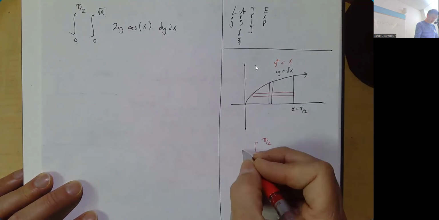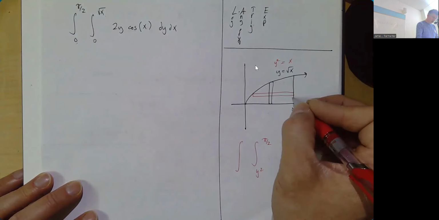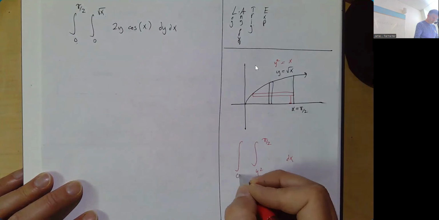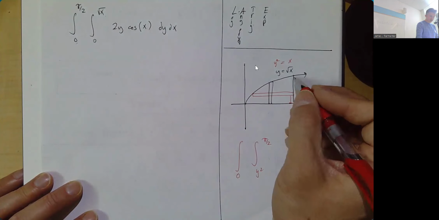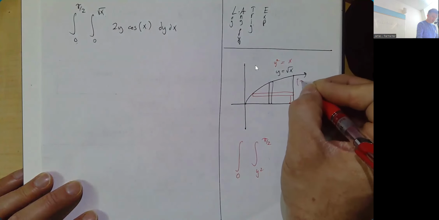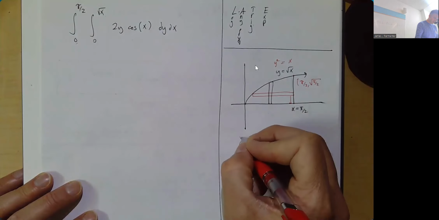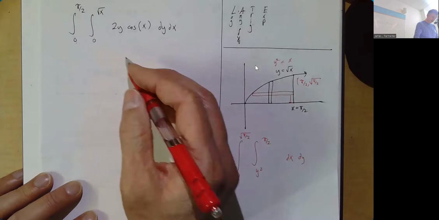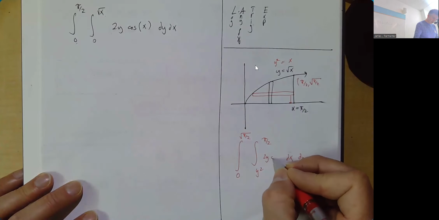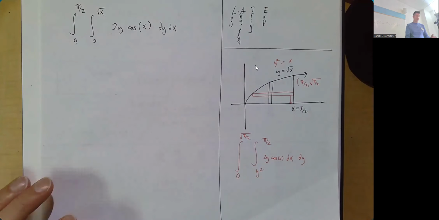And then the outer limits are as low as 0, as high as, well, if x is pi over 2, y is going to be the square root of pi over 2. Just annoying. And then my integrand would still be 2y cosine of x. So yeah, we could do it this way, actually.